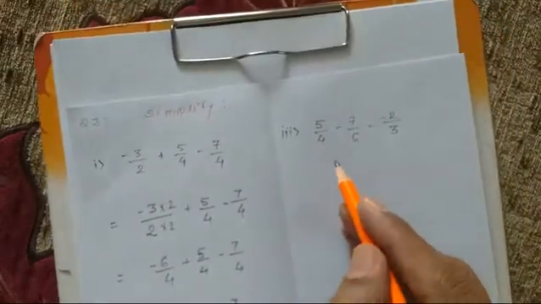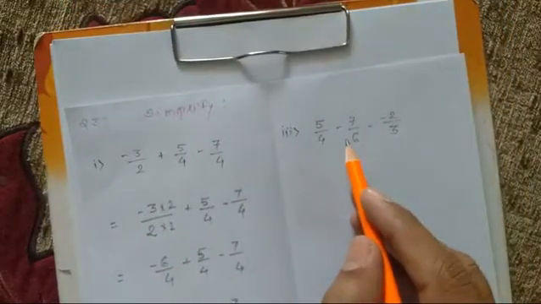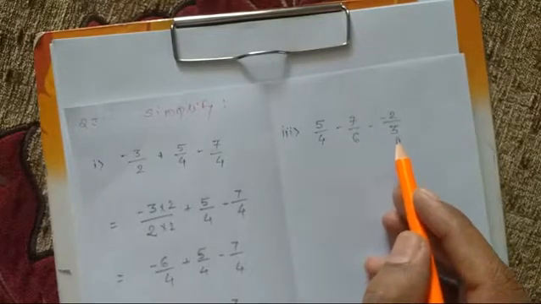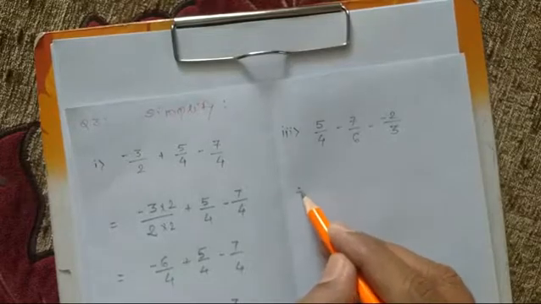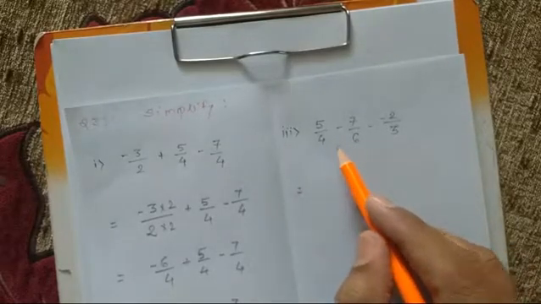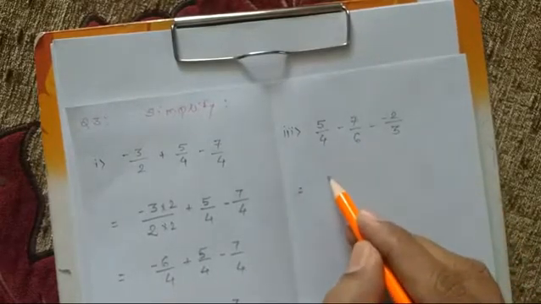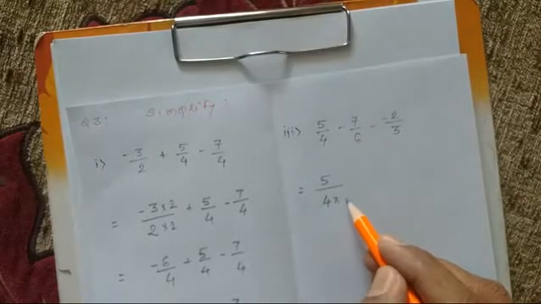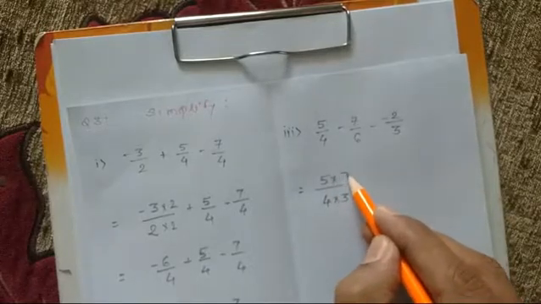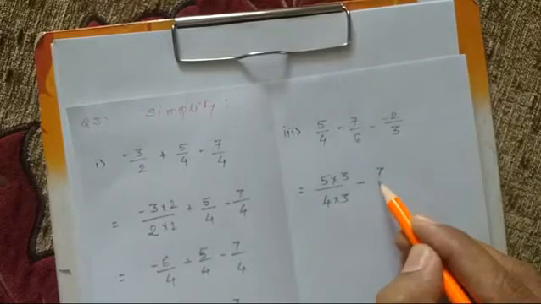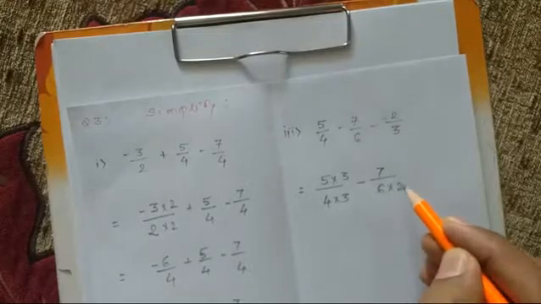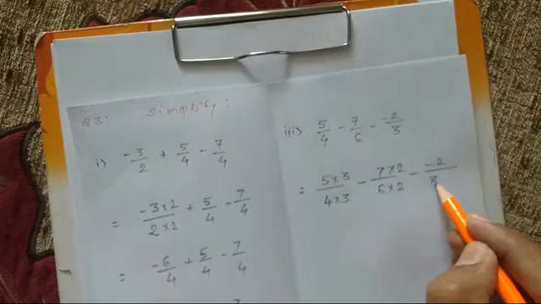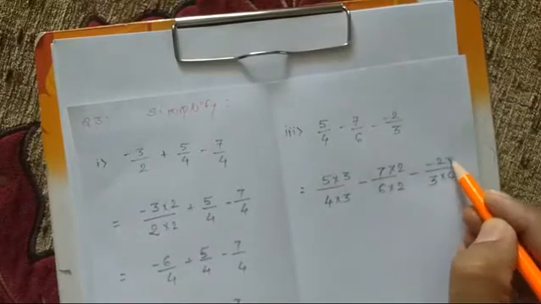See the next question. In this question, we have to simplify this. Denominators are not same, so we can find the equivalent rational numbers having same denominator. The LCM of 4, 6 and 3 is 12. So let's convert all denominators into 12. To convert 4 into 12, we have to multiply it by 3. Then to convert 6 into 12, we can multiply it by 2. And to convert 3 into 12, we have to multiply it by 4.